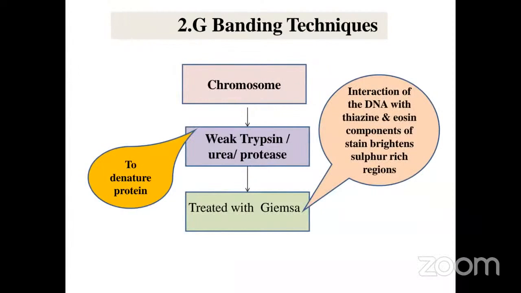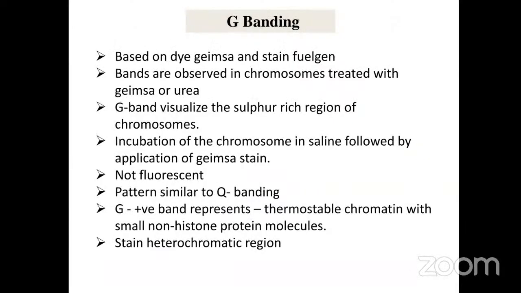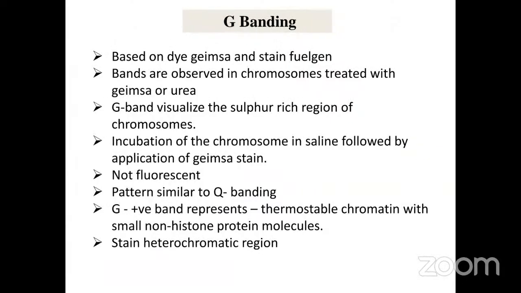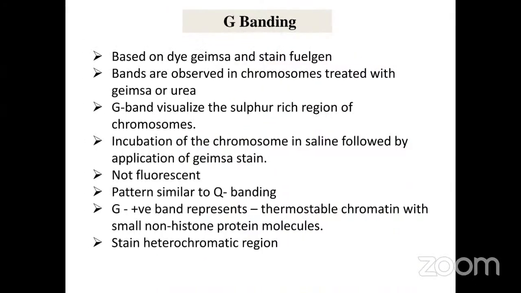Similarly, there is the G banding technique. It shows the sulfur rich region, meaning the DNA which is associated with sulfur rich proteins. That can be found out by the G banding technique. G bands visualize the sulfur rich region of the chromosomes, and it also stains the heterochromatin region.